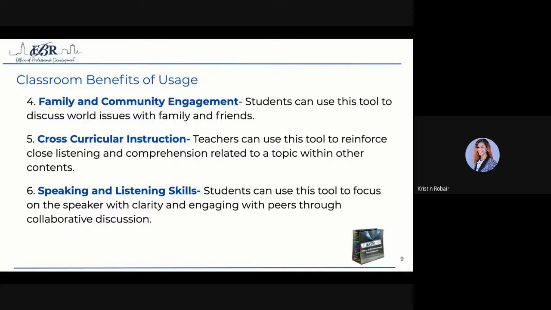Cross-curricular instruction. This is one of my favorite things to do. Teachers can use this tool to reinforce close listening and comprehension related to a topic within other content. So what I would do, I would get with the biology teacher or the history teacher to see what topics they're covering and see if I can pull a podcast that's related to my text that I'm teaching and integrate those topics that way.